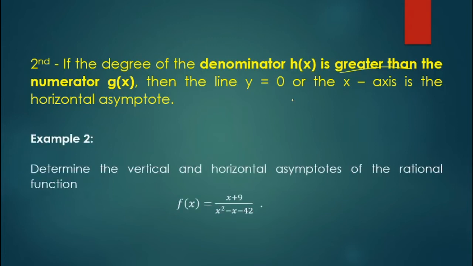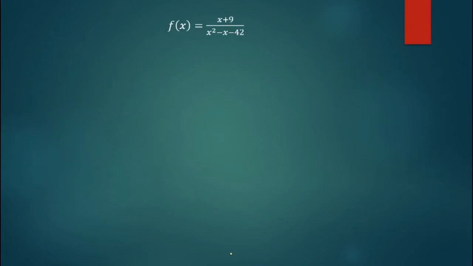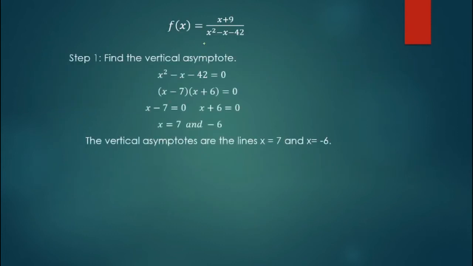By example, determine the vertical and horizontal asymptotes of the rational function. So this is the given. Okay, for step 1, we need to get the denominator, which is x squared minus x minus 42. So the given is in quadratic form. So kapag quadratic ang given, kailangan lang natin siyang i-factor. So the factor of x squared minus x minus 42 is x minus 7 times x plus 6. So silang dalawa, i-equate natin kay 0 and then solve for x.